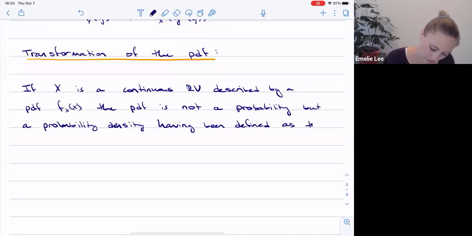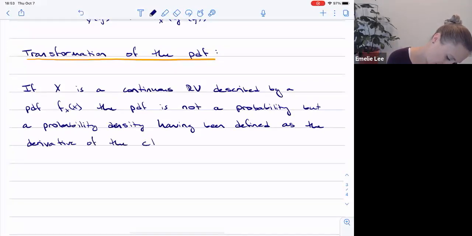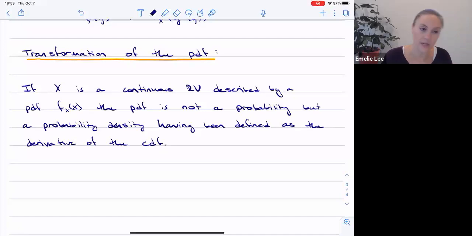As the derivative of the CDF. So that's cool, because then what we can do is, if we have the CDF, we can take the derivative of it to find the PDF, right? Or if we're working the other way, if we have the PDF but not the CDF, then we could integrate the PDF to get the CDF, right? And so we're going to have that relationship.